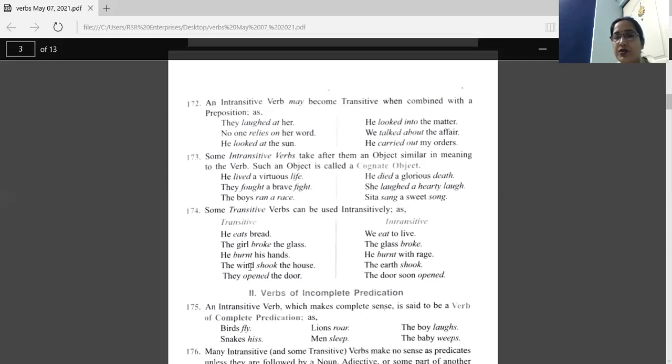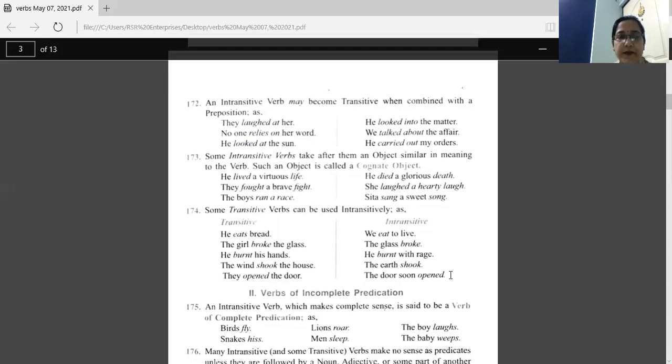The wind shook the house. Shook is the verb. Shook what? The house. So this is the object. And this is a transitive verb. The earth shook. So after this verb shook, we don't have any object. So this is intransitive. One more sentence. They opened the door. So after this verb opened, you have the door. So this is a transitive verb. The door soon opened. Opened we are using here as a verb, but after that, no object given. So in this sentence, opened is an intransitive verb. So this way we can use the same verbs both transitively and intransitively. Okay, both ways we can use.